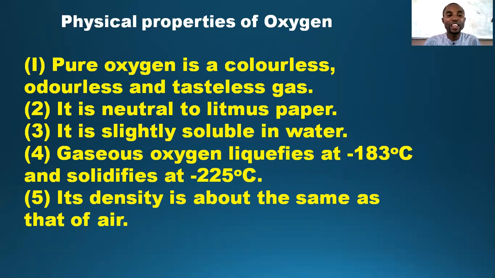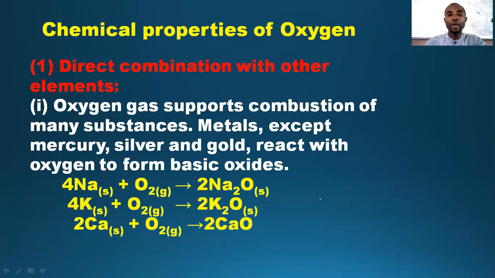Pure oxygen is a colorless, odorless and tasteless gas. Next thing is that it's neutral to litmus paper. It does not have acidic or basic alkaline property. It's slightly soluble in water, and gaseous oxygen liquefies at minus 183 degrees Celsius and solidifies at minus 225 degrees Celsius. Now, number 5 of the physical properties is that its density is about the same as that of the air. Its density is the same as that of the air, and it has some chemical behaviors.